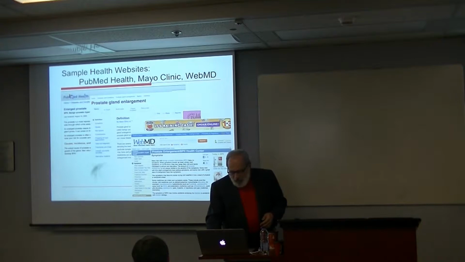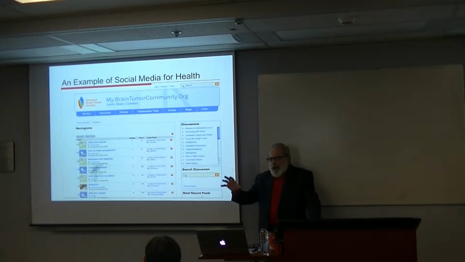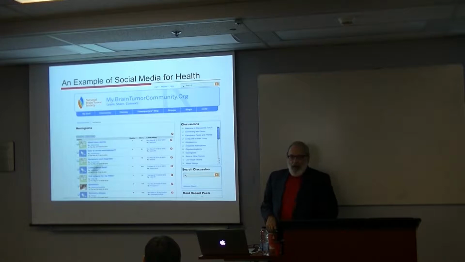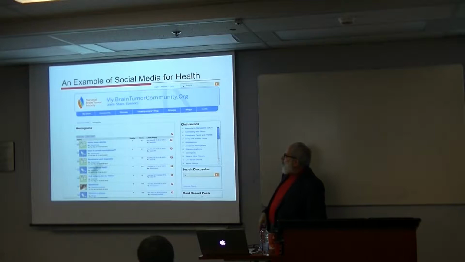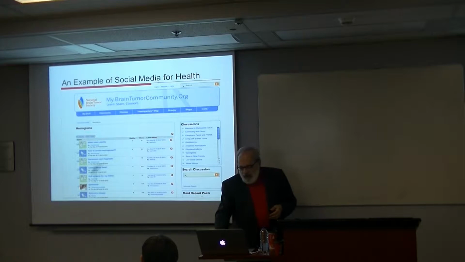There's another kind of internet technology that is relevant to health, and that's what you can call social media for health. The sites on the previous slide were sites by experts saying, this is what this disease is, here's how you understand it. Social media for health sites are ones where people who are experiencing a particular condition, and here you see just something randomly picked, mybraintumorcommunity.org, people who have brain tumors or who fear they have brain tumors can discuss with other people what it was like, what their experience was. And again, this is a different kind of knowledge that is increasingly relevant to people and seniors.